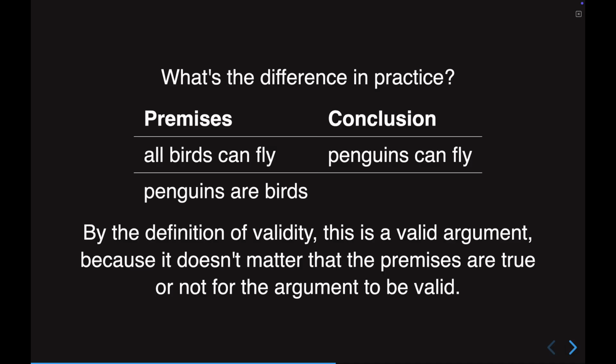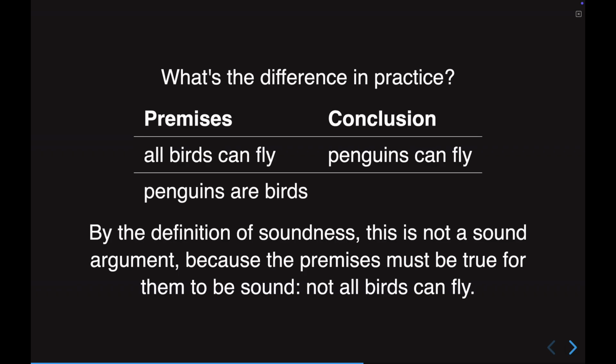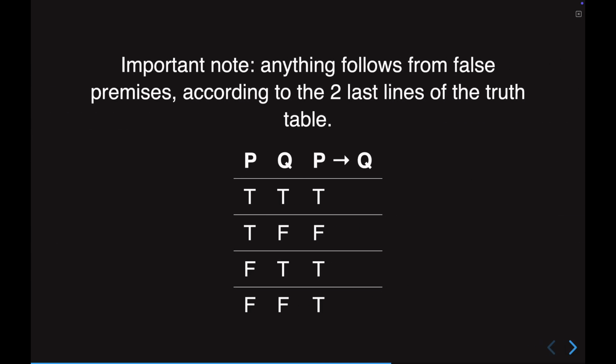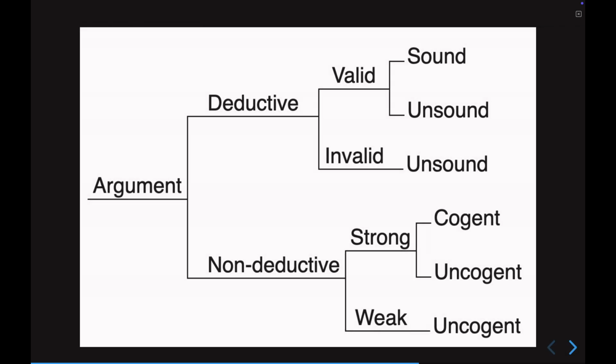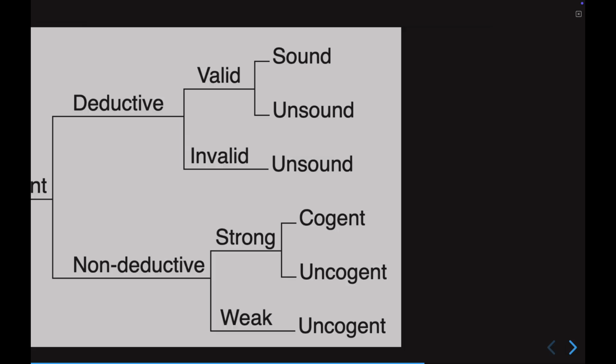On the other hand, by the definition of soundness, this is not a sound argument because the premises must be true for them to be sound. Not all birds can fly. An important note is that anything follows from false premises, according to the last two lines of the truth table. And here we have a categorization of the kinds of arguments. In this video, we are focusing on deductive arguments that only depend on logic and not on observation.